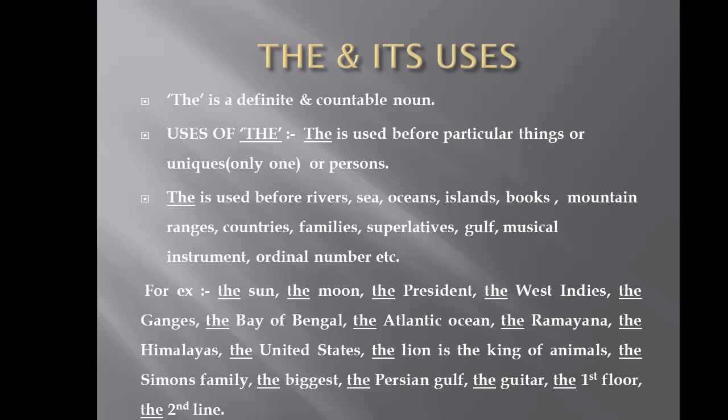The is used before the names of important books, example the Ramayana, the Bible, etc. The is used before a singular noun meant to represent the whole class. Example, the lion is the king of animals. Here, the class of animals, the lion is the king. The is used before the names of families, example the Simon family.